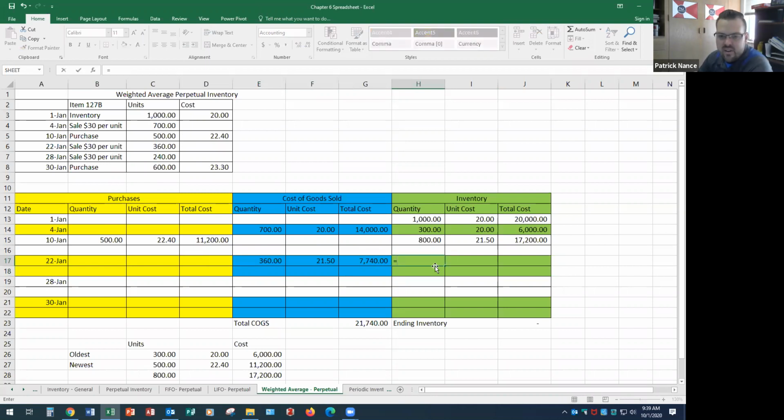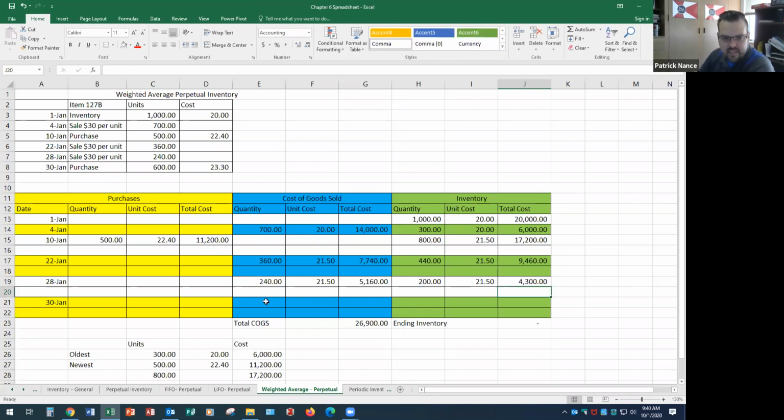And then I have 800 units minus the 360, still an average of $21.50. And my total cost is $9,460. The next sale will be pretty much the same thing. I sold 240. My average cost is still $21.50 because I haven't bought any additional yet. And so now my inventory is 440 minus 240, times 21.50 again, because my weighted average hasn't moved.